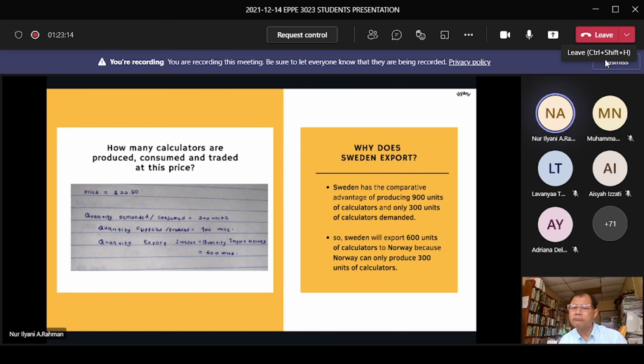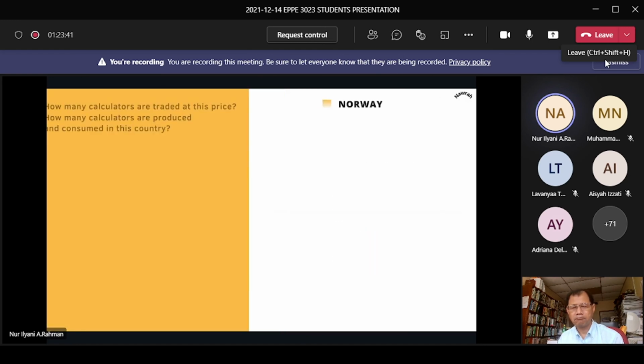So what does Sweden export? Sweden has the comparative advantage of producing 900 units of calculators and only 300 units of calculators demand. So Sweden will export 600 units of calculators to Norway because Norway can only produce 300 units of calculator. I think that's all from me.